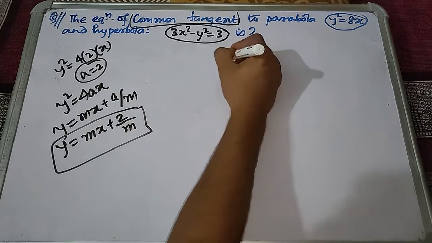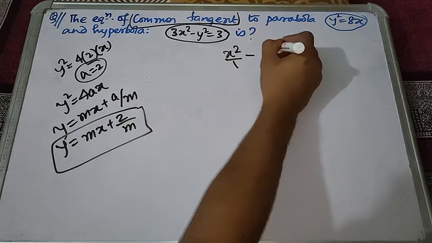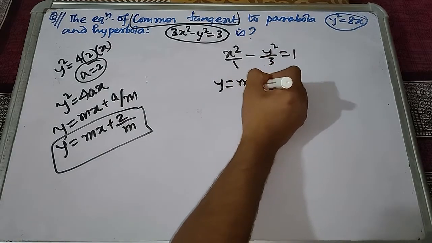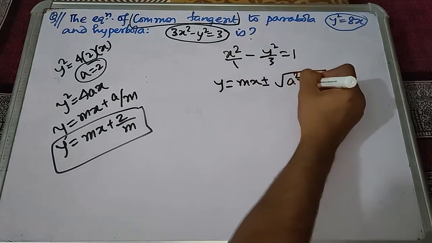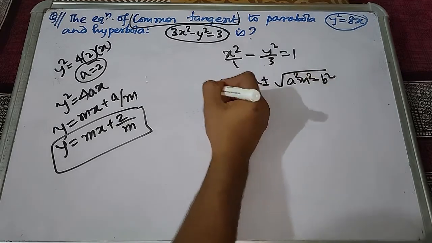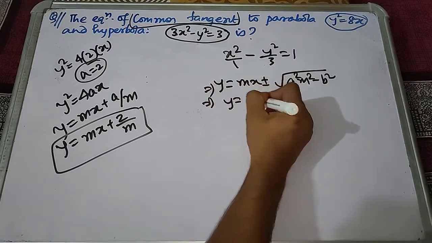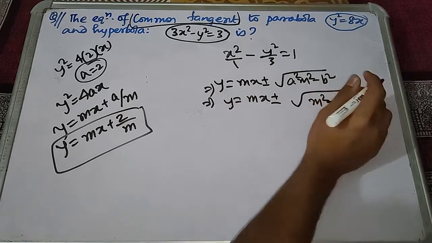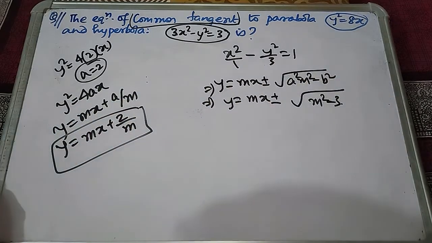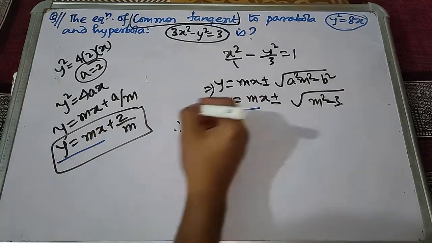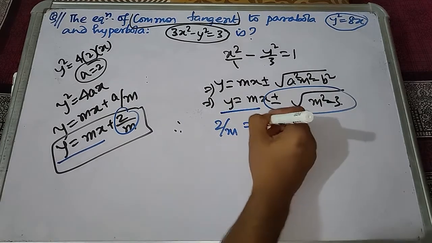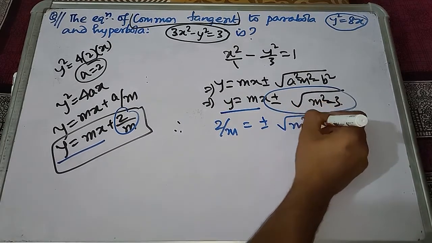Okay. Now, x²/1 − y²/3 = 1. y = mx ± √(a²m² − b²) is the tangent. So y = mx ± √(m² − 3). Okay, m² − 3 came. Therefore, y = mx in both, so this part and this part should be equal: (1/2)/m = ± √(m² − 3).